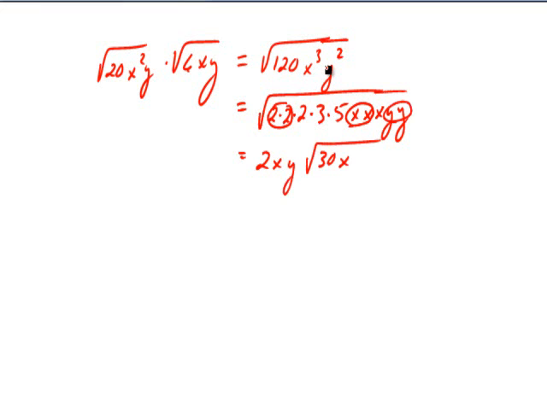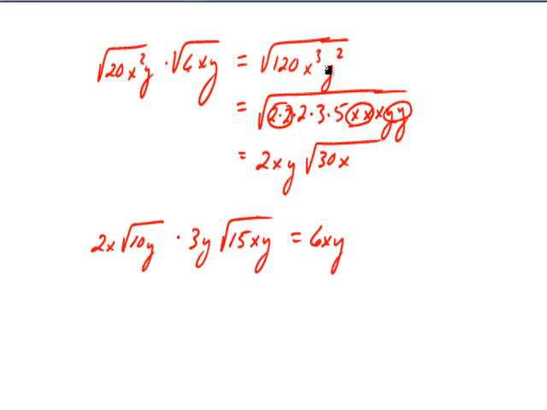And one more practice problem. Pause the video, work the problem, and then come back to check your answer. In this example, I can multiply the coefficients out front, 6xy. On the inside, I can multiply the radicands, 150xy squared.